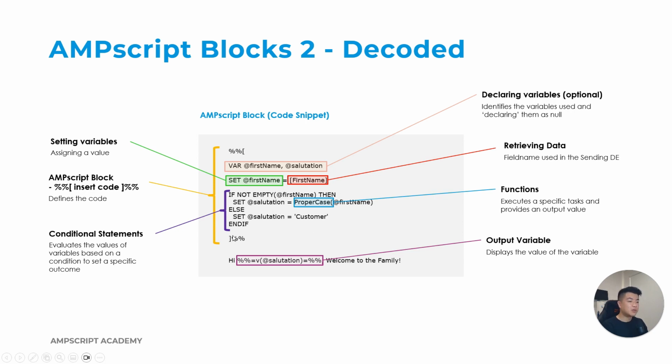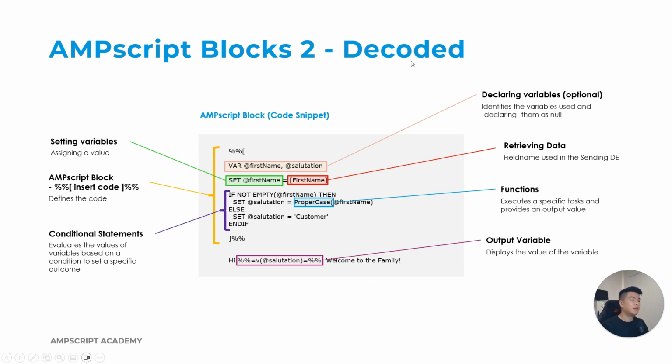And then you close the conditional statement with end if, and now when we print out our salutation variable, it can either equal the proper case of the first name if the first name is not empty, but if it is empty, it will say, hi customer, welcome to the family. Or hi there. You can imagine if I replace this with there, hi there, welcome to the family. It's really up to the marketer, it's up to you, but this is just an example of how you can use conditional statements within an AMPscript block, so you can provide a default value if, in this scenario, the first name is empty.